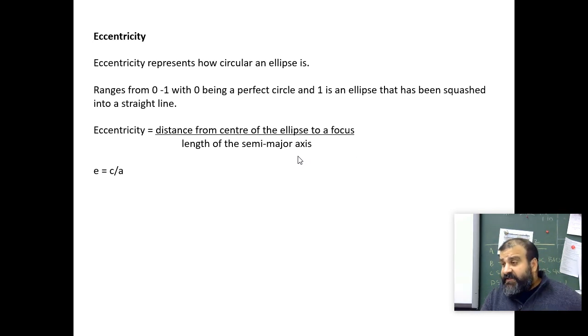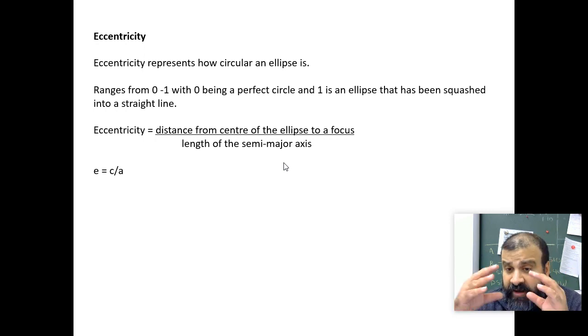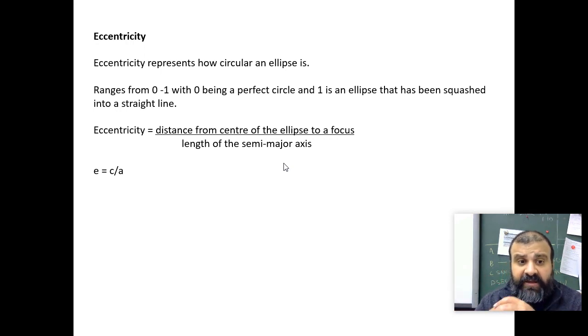Eccentricity. I mentioned this term, I think, at the beginning of our talk here. Eccentricity represents how circular an ellipse is. If an ellipse has an eccentricity of 0, it's a perfect circle. If it has an eccentricity of 1, that circle has been squished completely flat. And the equation for eccentricity is shown here.